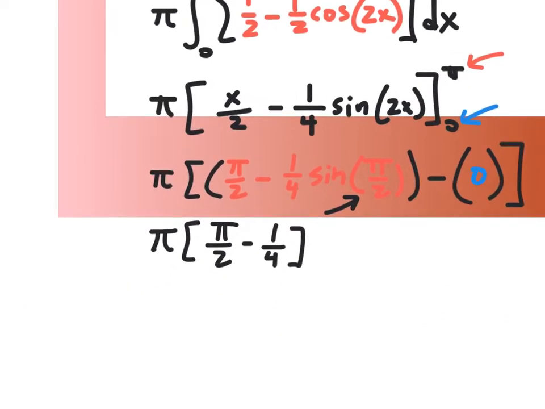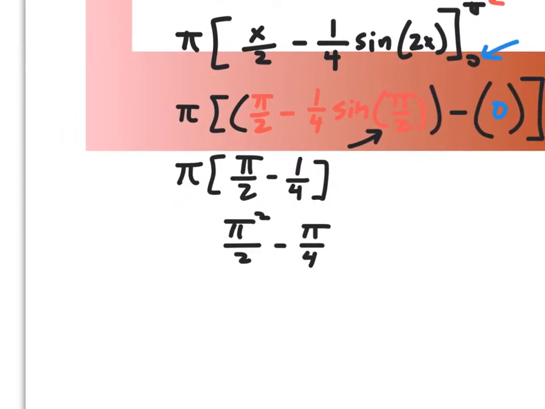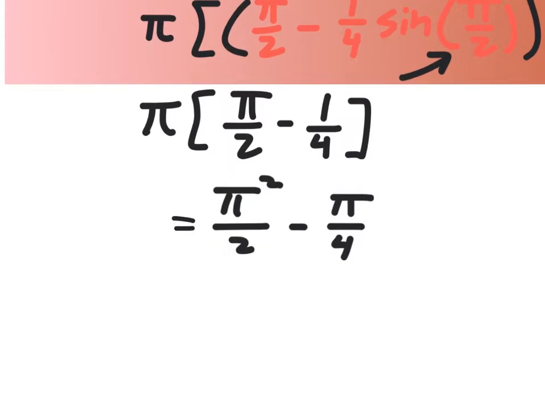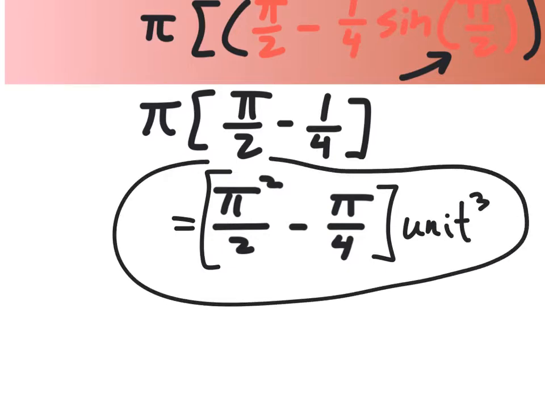So I get pi squared over 2 minus pi over 4. I would probably say that's a good form. That would be the volume that revolved. I guess there'd be other alternate forms, but that would be the volume of sine of x from 0 to pi revolved around the x-axis using the disk method.